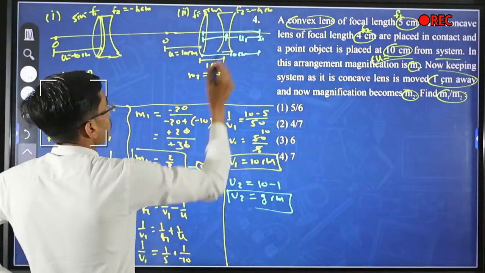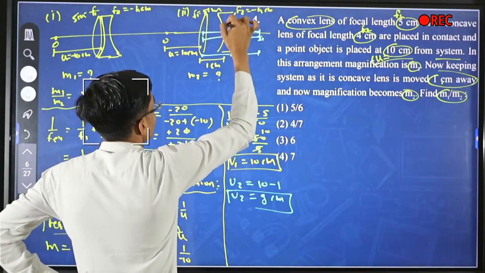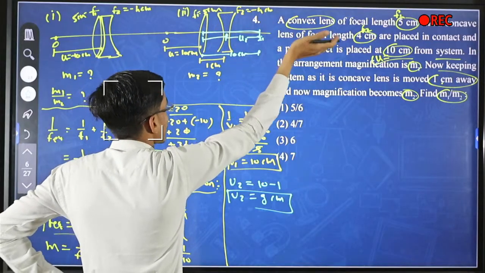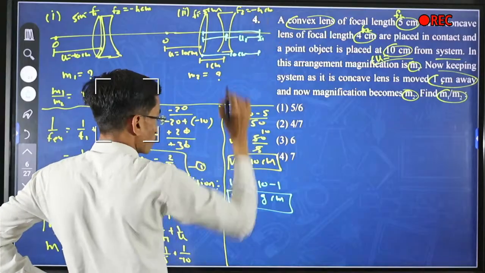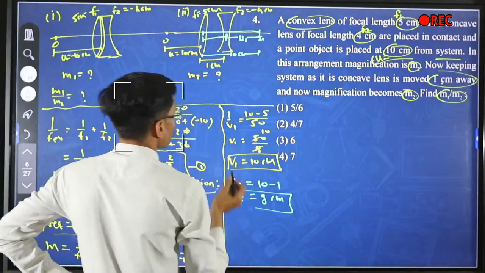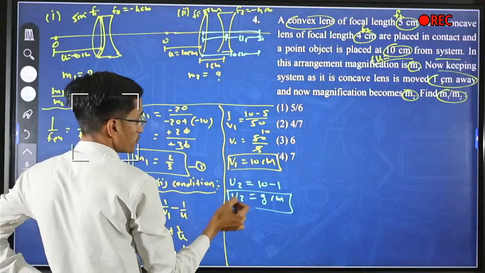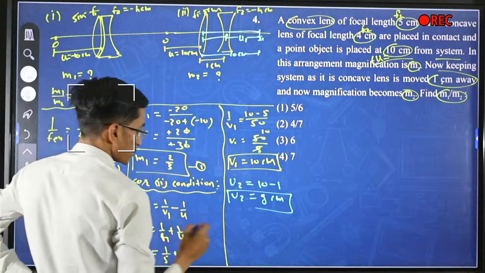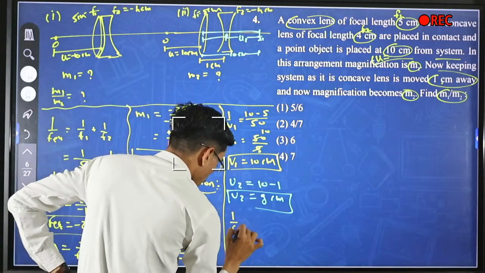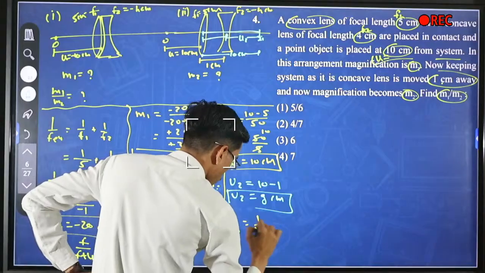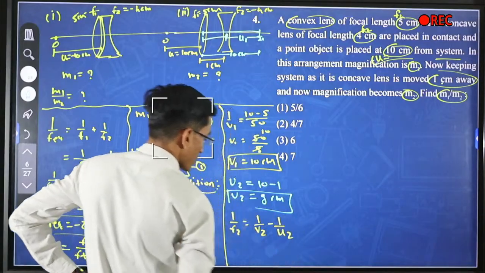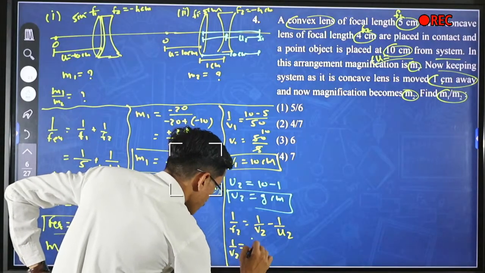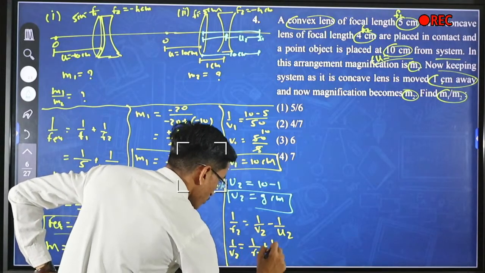Now this image for this lens behaves as an object, and the object is placed on the right side of this lens. So u will be considered positive. For this lens, focal length is given and object distance is given, so we will find the final image distance from this lens. So 1 upon f2 is equal to 1 upon v2 minus 1 upon u2. So f2 and u2 are given. So for 1 upon v2, we can write 1 upon f2 plus 1 upon u2.